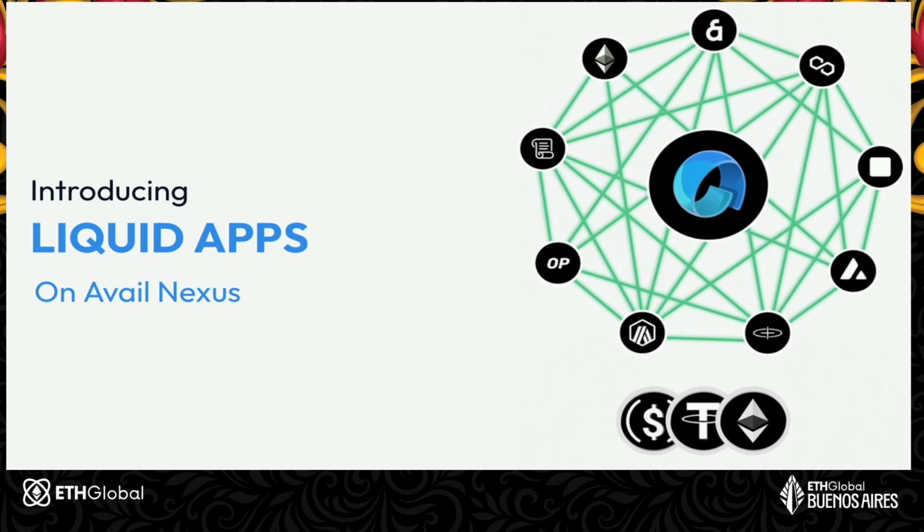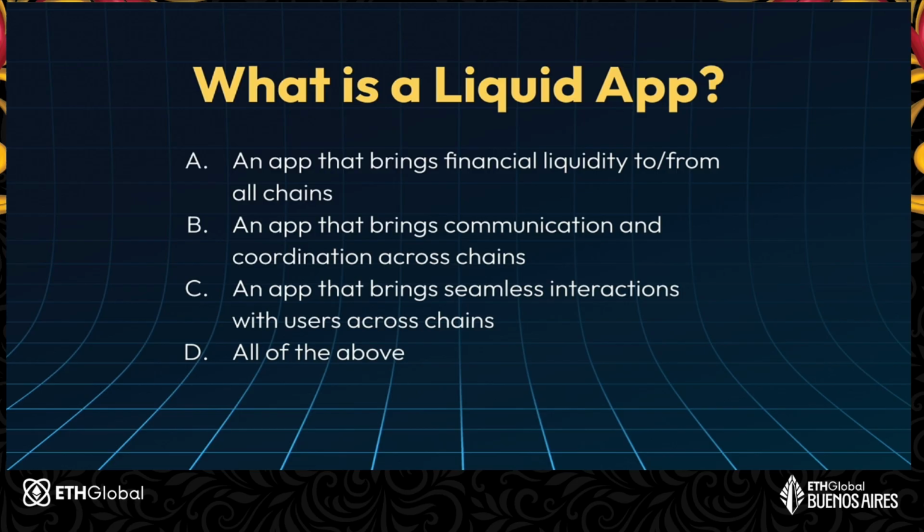The problem is that you have to go to a different app or different website every time you have to bridge in or bridge out money. And that's why we are introducing liquid apps, which means that any app that you're building here at the hackathon can instantly get liquidity from any network possible for any token possible. Let's talk about it. What is a liquid app?